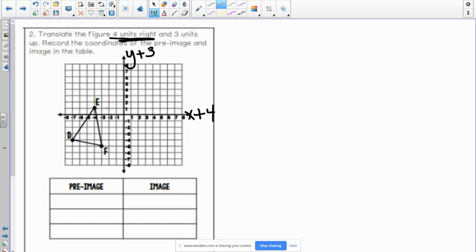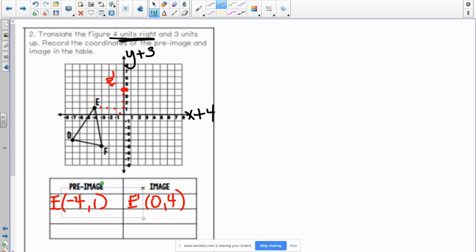So we'll count those out. So here is E. E is at (-4, 1). And then we're going to write E prime here, our image. So we're going to count 1, 2, 3, 4. 1, 2, 3. So E prime just moved to (0, 4).